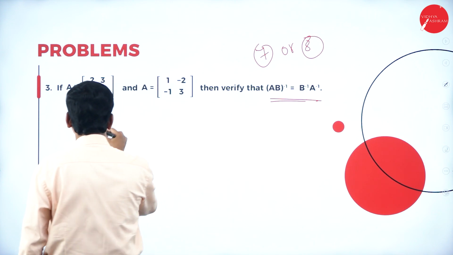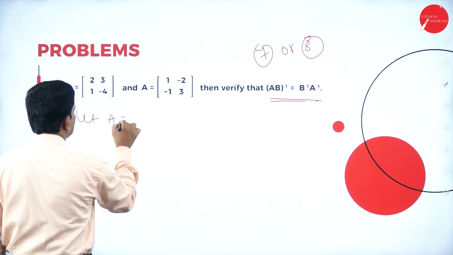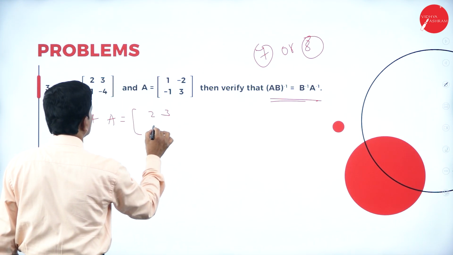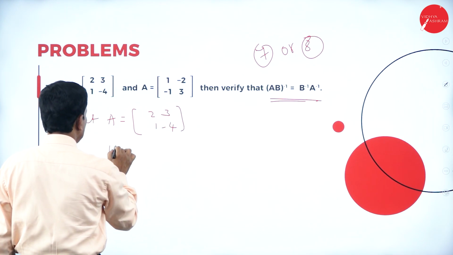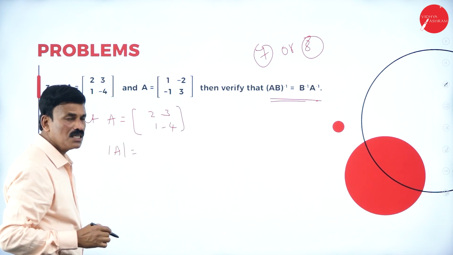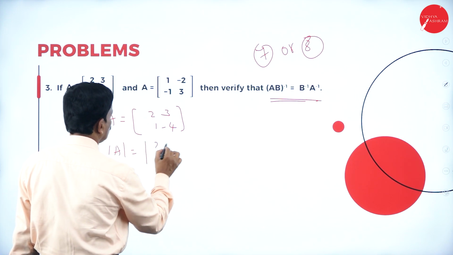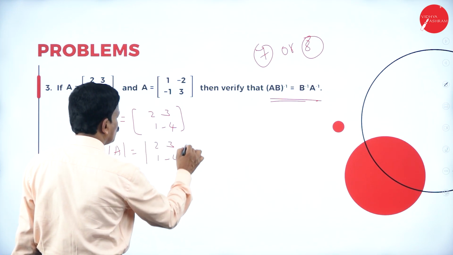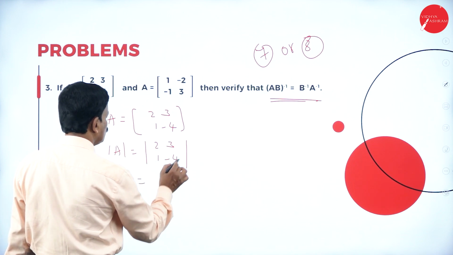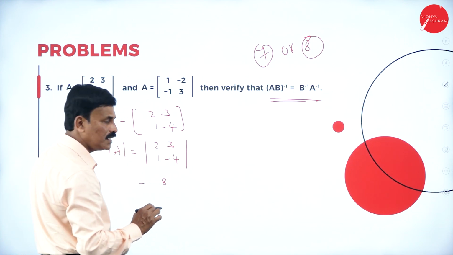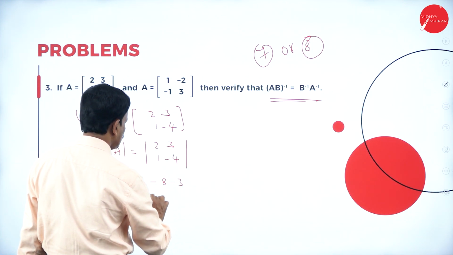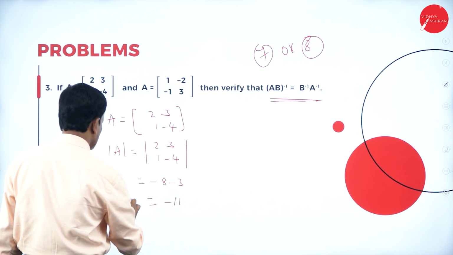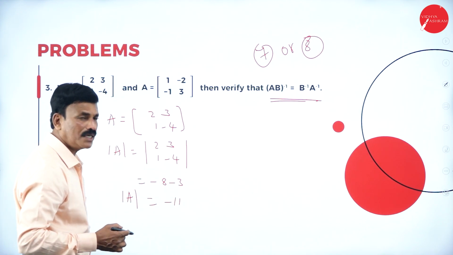Now let us consider this as A. Given A is equal to 2, 3, 1, -4. Find out the determinant of this. Determinant of A is equal to determinant 2, 3, 1, -4. So this is equal to -2 4s are 8, -1 3s are 3. This is equal to -11. So determinant of A is equal to -11.